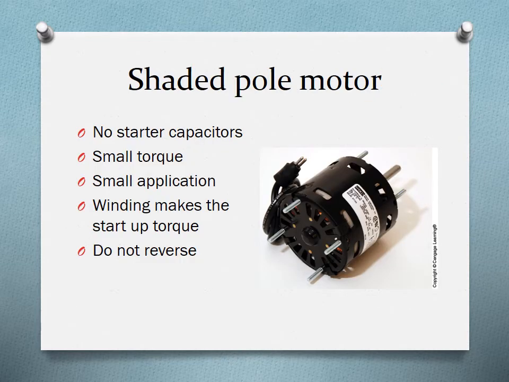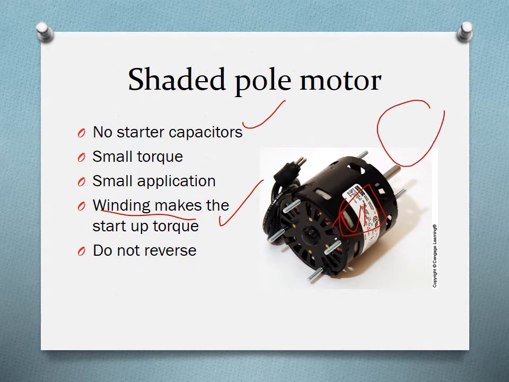Okay, this is a shaded pole motor. Shaded pole motors have no start capacitor, so you don't see any capacitor from the outside here. They have very small torque, relatively speaking. They usually come in fans, like a little inducer fan or a little pump, because it does not need a lot of torque. There's no winding for startup torque, because why do we need the startup?